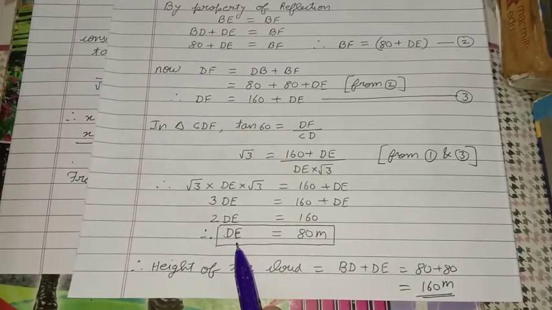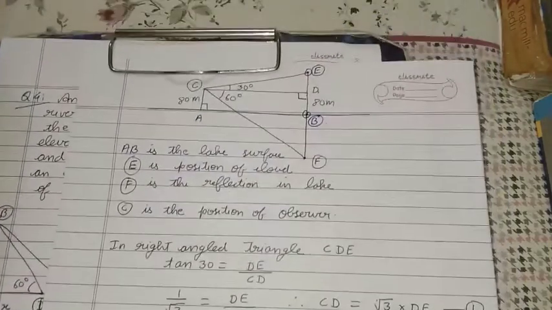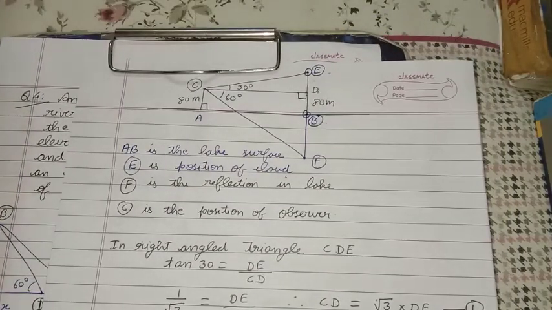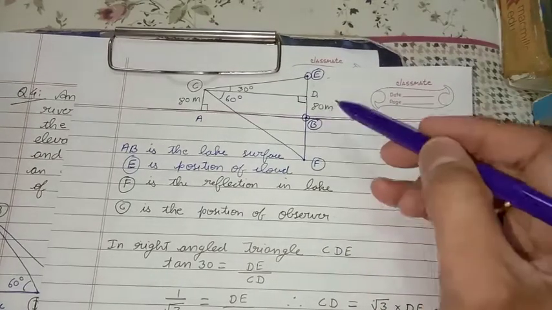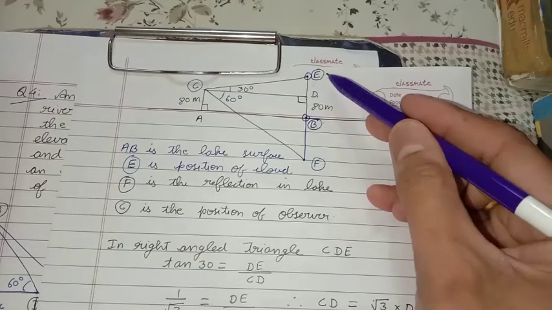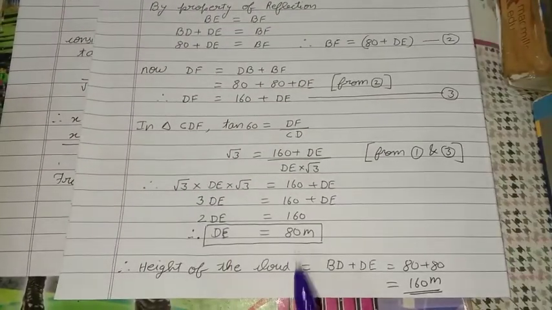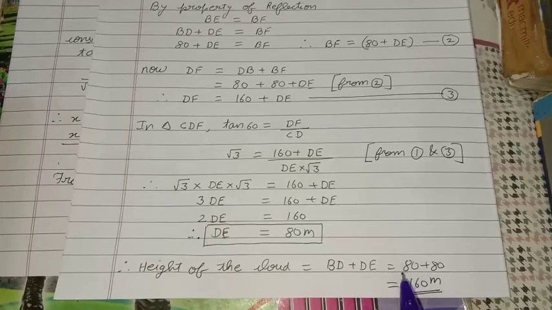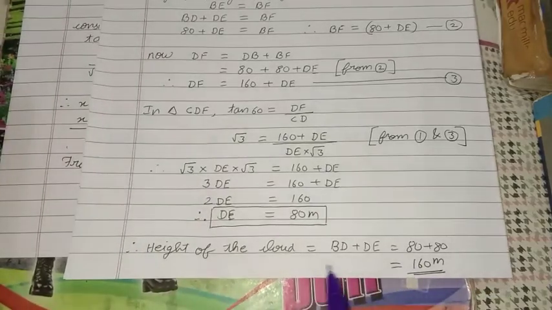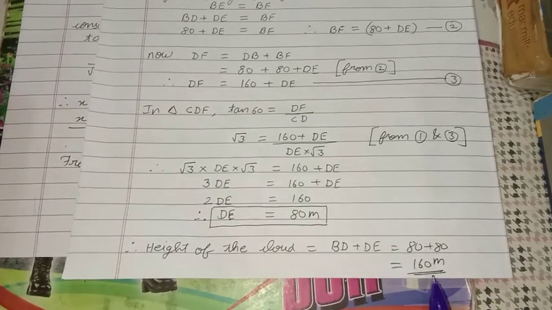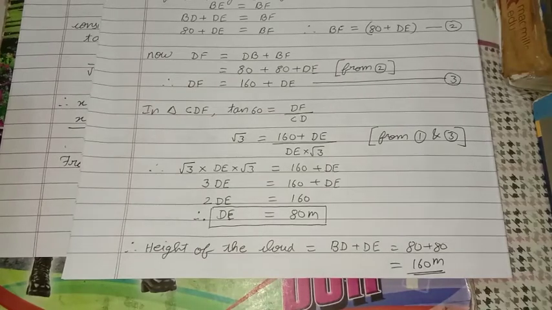Actually this distance is DE. Now friends, come back to the figure. What will be the height of this cloud? Height of this cloud from the surface is BD plus DE, correct? So BD we already know, BD is 80, and DE we just calculated. So BD plus DE, that is 80 plus 80. So the height of this cloud is 160 meters from the surface of that lake.